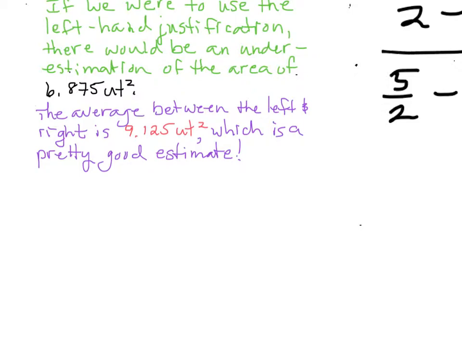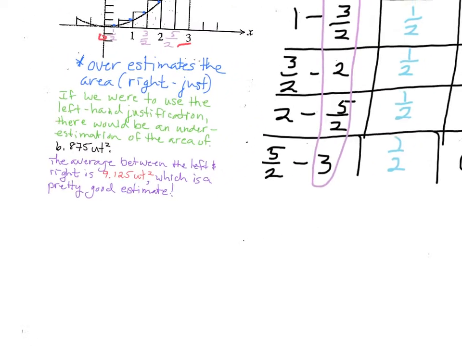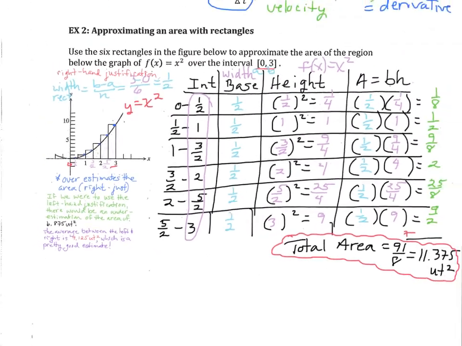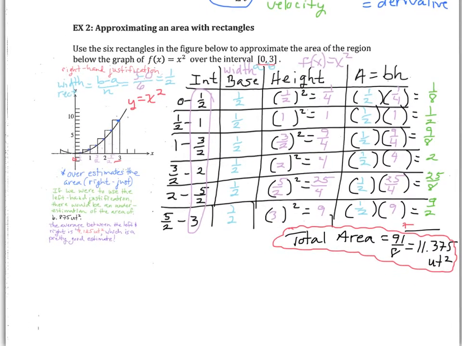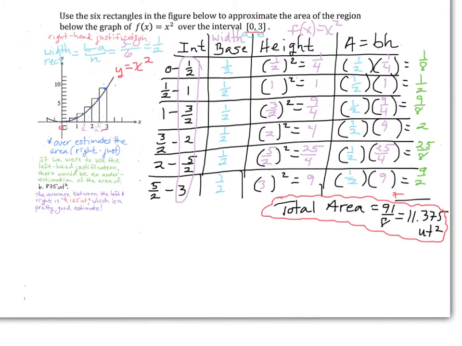So isn't 9.125 between the 6.875 and the 11.375? It's probably a much better estimate. Still not the exact area. And we're going to talk about how we can get to that exact area. So let's go ahead and look at what the left-hand justification would look like if we were to have drawn it. So underneath here, we're going to sketch it.